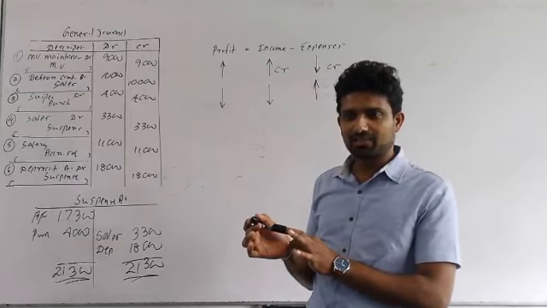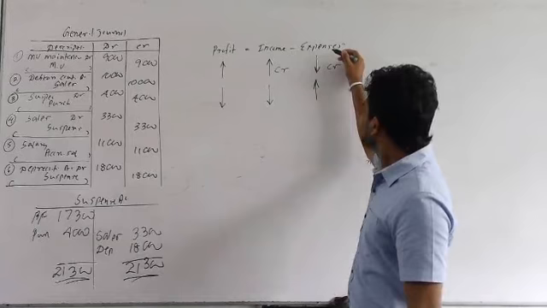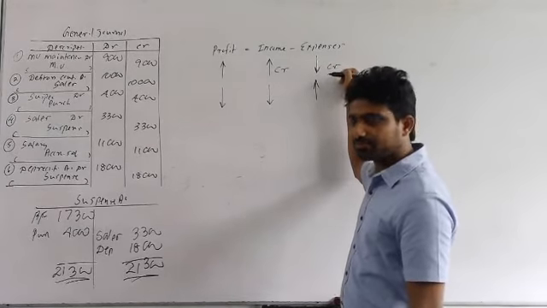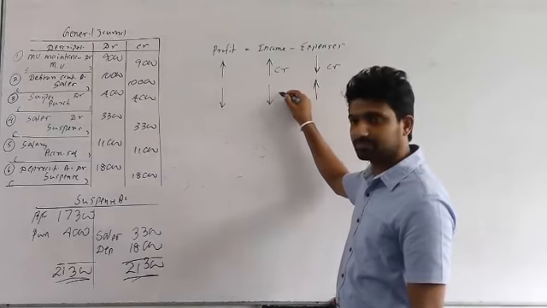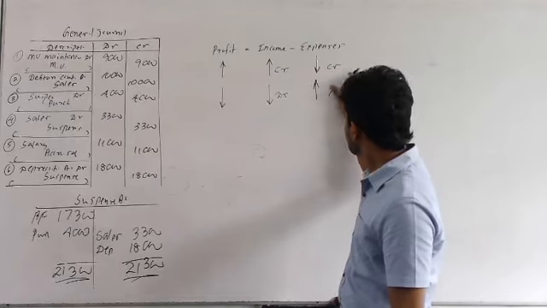Now, increasing income, credit. Decreasing expenses, credit. Decreasing income, debit. Increasing expenses, debit. That was all.